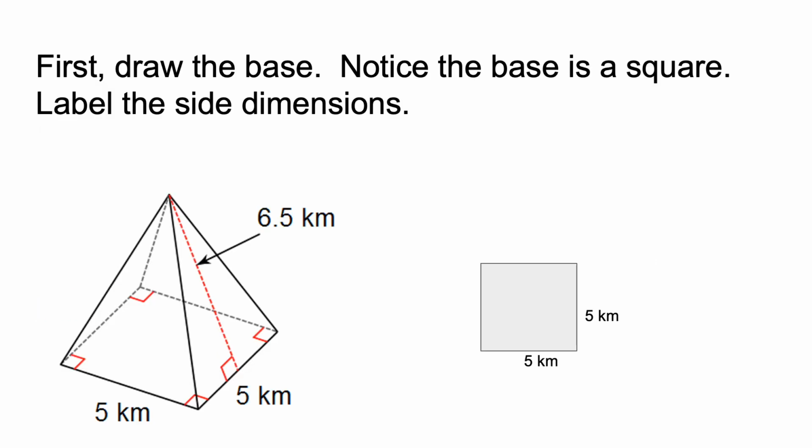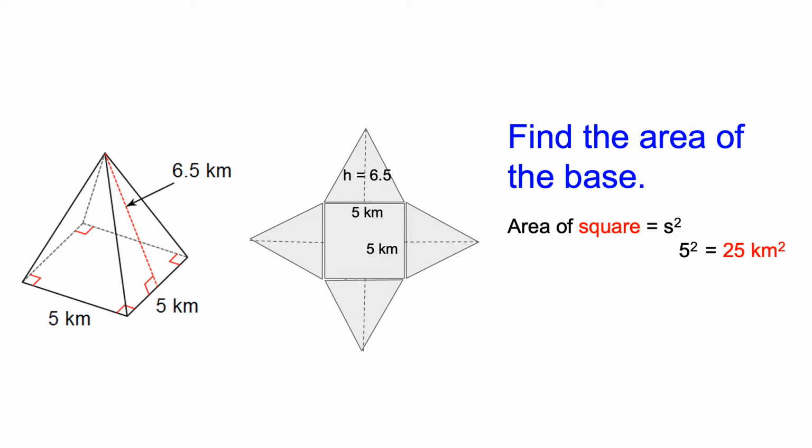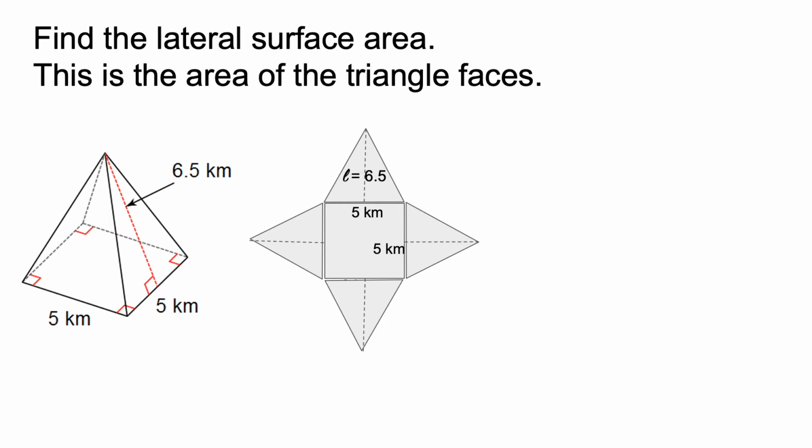We can start by drawing the net. Start with the base of 5 by 5. We find the area of the base to be 25 kilometers squared. Next, we're going to find the lateral surface area. This is the area of the triangular faces.